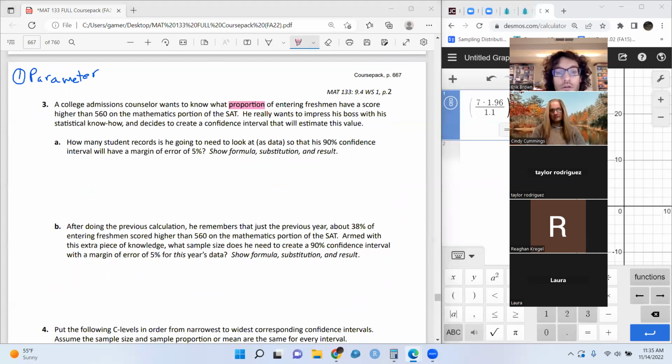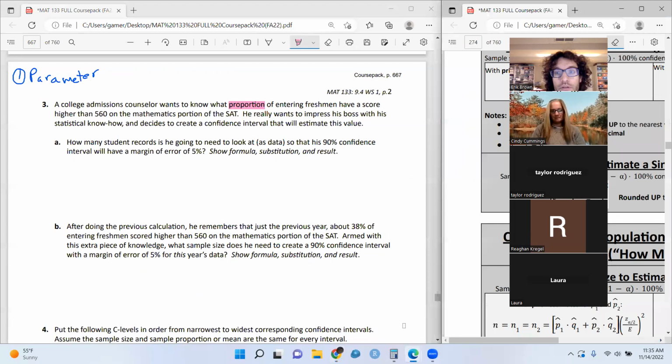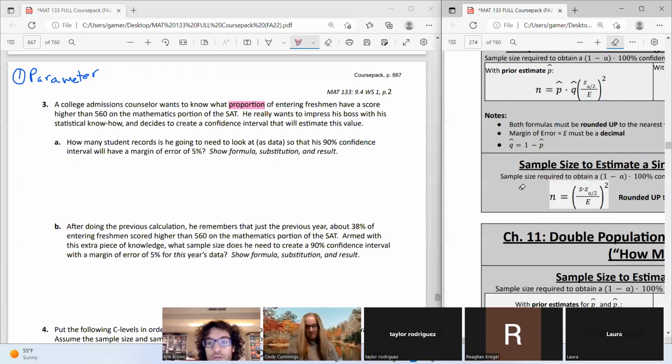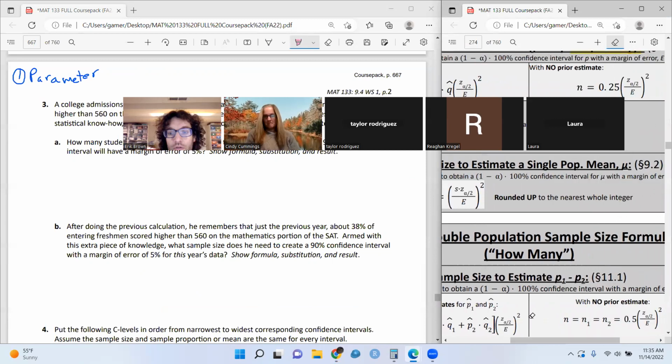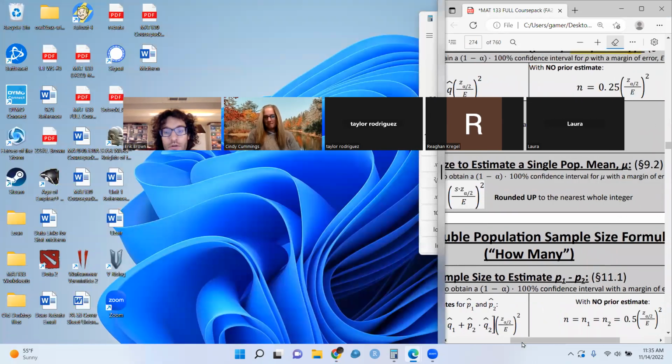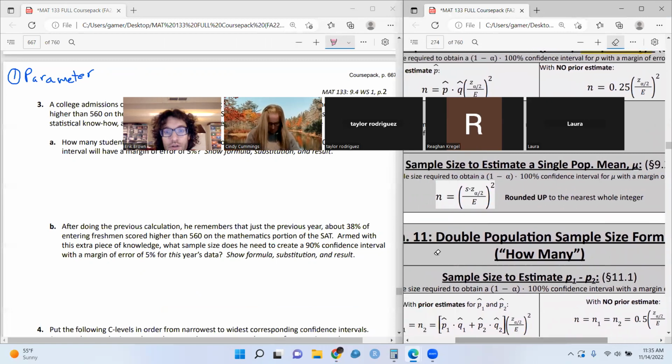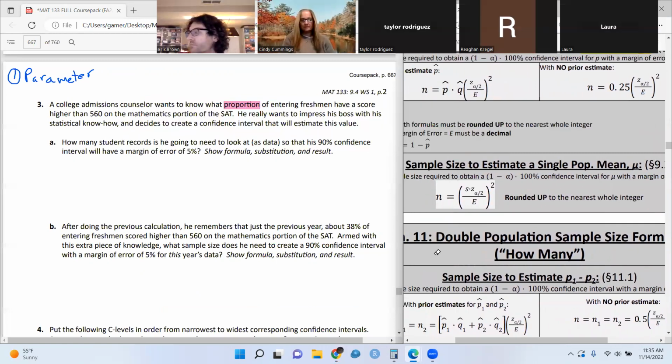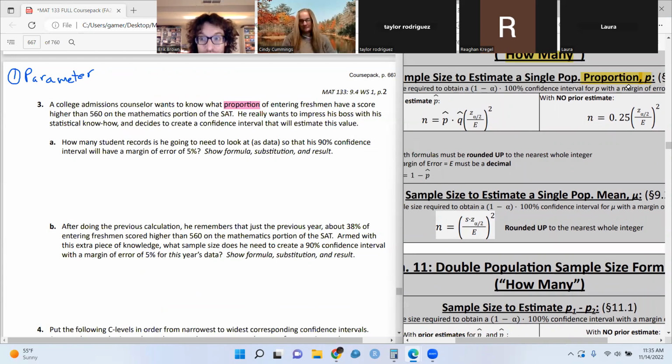I will change my screen back to the formula sheets. So one of these three formulas is the correct one. If you can't figure out which one, shout at us so we can make sure you can keep going. It's not the same one that we just used, right? Because there's not a mean or a standard deviation or anything. Good. It's one of the two proportions.